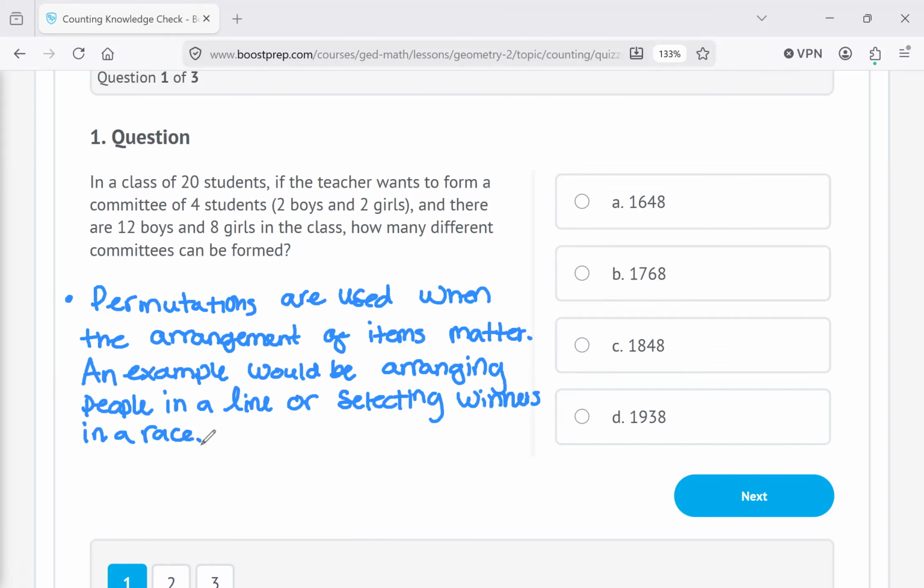Permutations are used when the arrangement of items matters. An example would be arranging people in a line or selecting winners in a race. And combinations are used when the arrangement of items does not matter. An example would be forming a committee or selecting a group of items from a set.